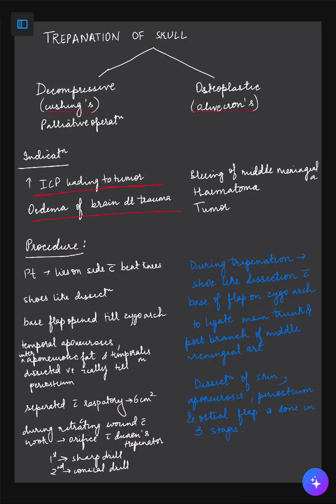Now, what is the procedure of decompressive? Patient would lie on one side with the bent knees, a shoe-like dissection would be made on the temporal side of the bone. Base flap is opened till the zygomatic arch. Then temporal aponeurosis, interaponeurotic fat, and temporalis muscle is dissected vertically till the periosteum. Then separated with raspatory until 6 centimeter square. Okay. During the retracting, wound with hook.